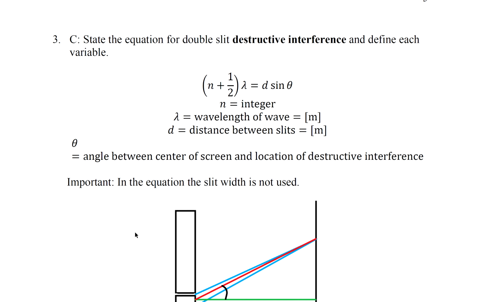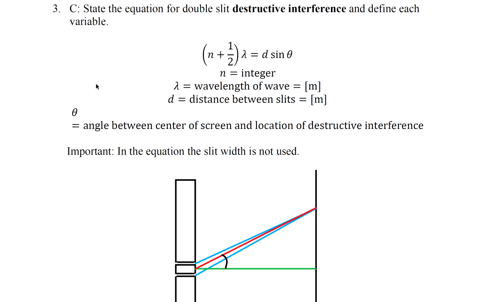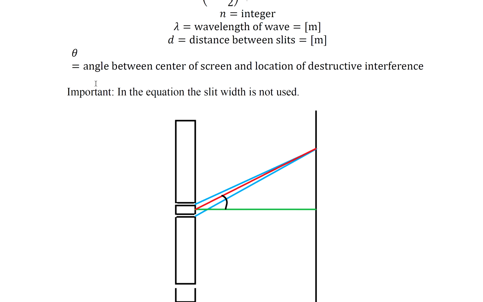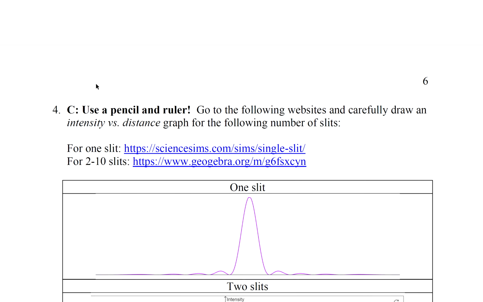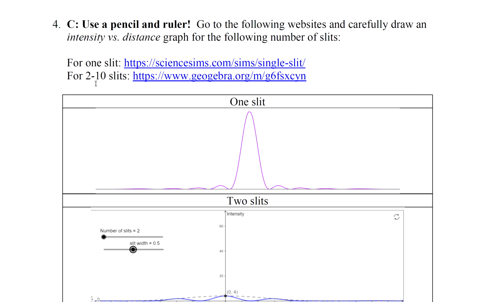Okay. So let's state the equation for double slit destructive interference. So instead of n, we have n plus 1/2. Question 4. Go to the following websites and carefully draw an intensity versus distance graph for the following number of slits.